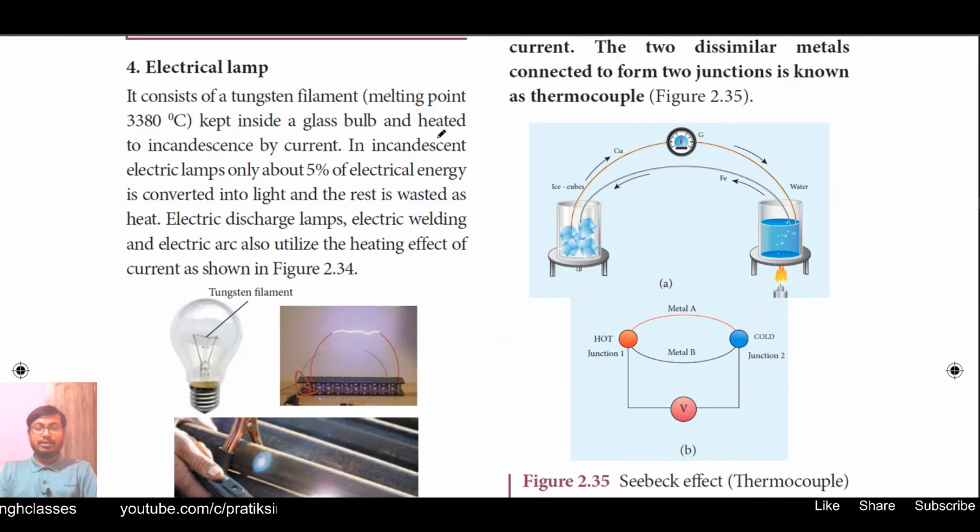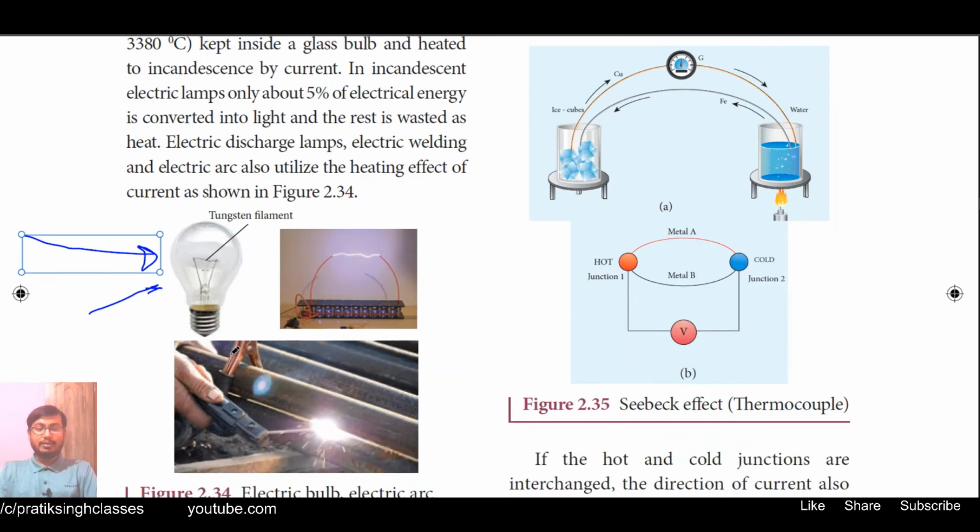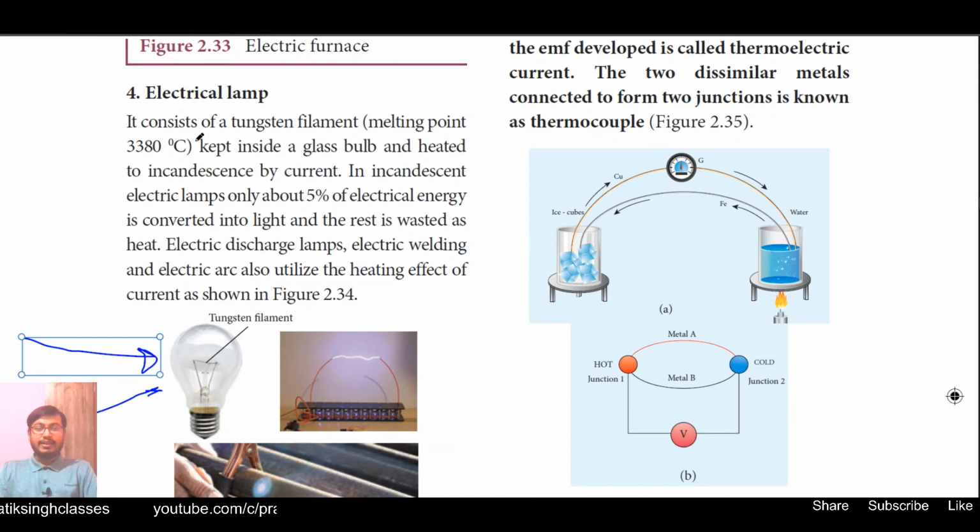Now coming to electric lamps. Different types of electric lamps you might have seen at your home. These types of bulbs we rarely use these days because now we are living in the era of LED bulbs, not even CFL, LED bulbs. It consists of a tungsten filament, whose melting point is 3380 degrees Celsius, kept inside a glass bulb and heated to incandescence by current.